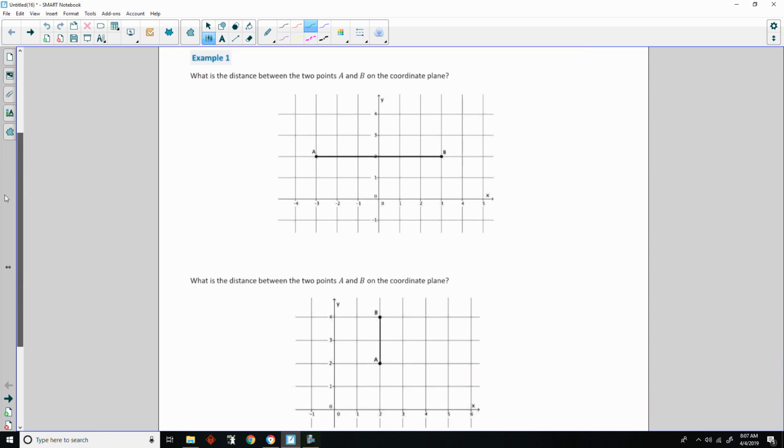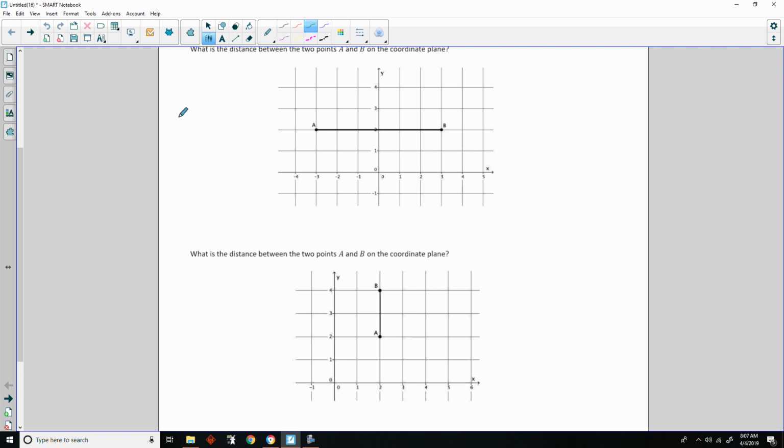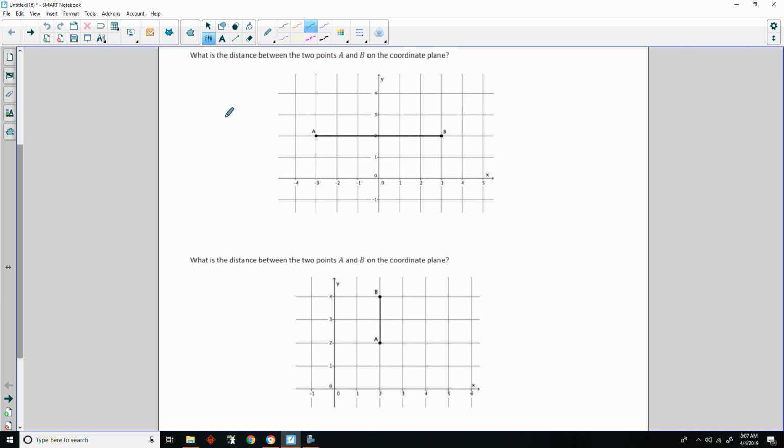Okay, so classwork example 1. What is the distance between the 2 points A and B on this coordinate plane? Well, A is at the point -3, 2. And B is at the point 3, 2. So my y values are the same. When two y values are the same, it's a horizontal line. So all I need to do is count from left to right how far A is from B.